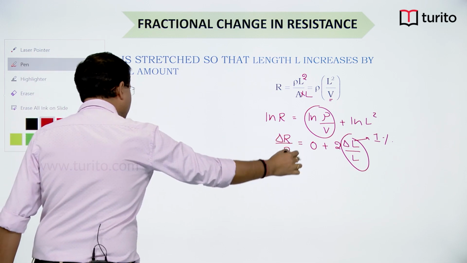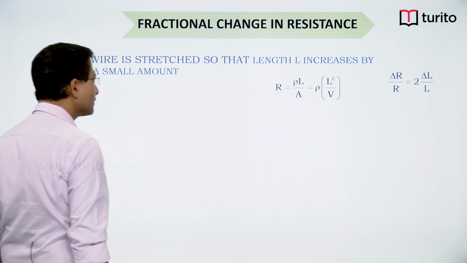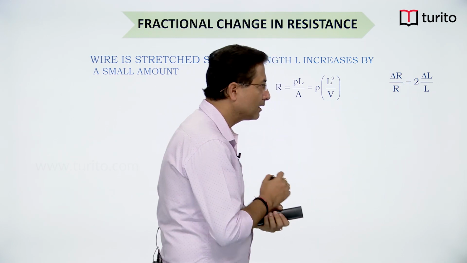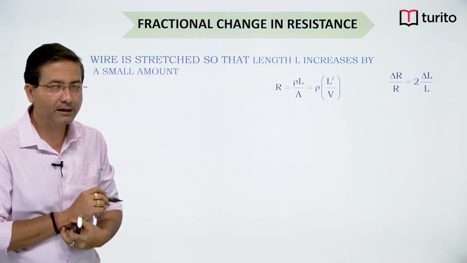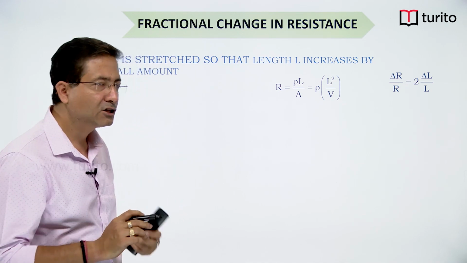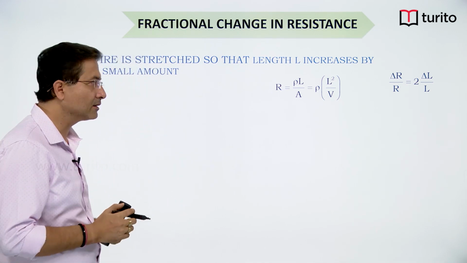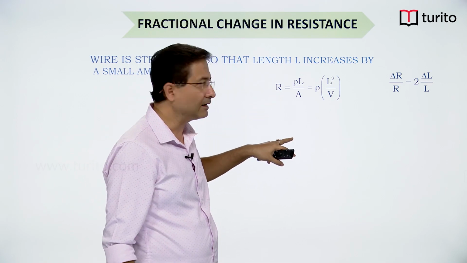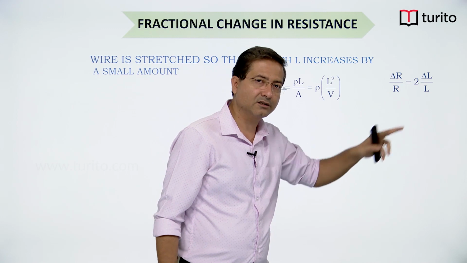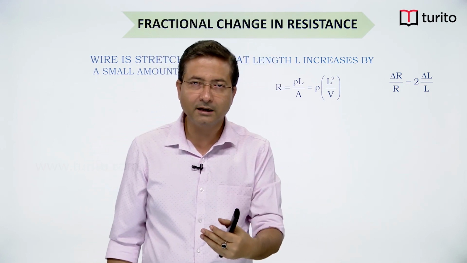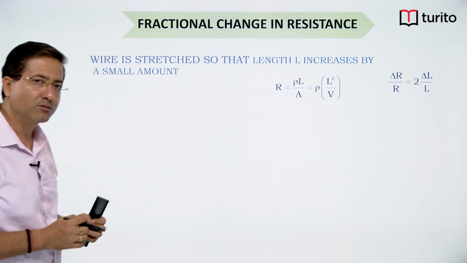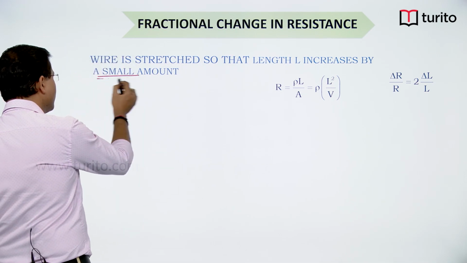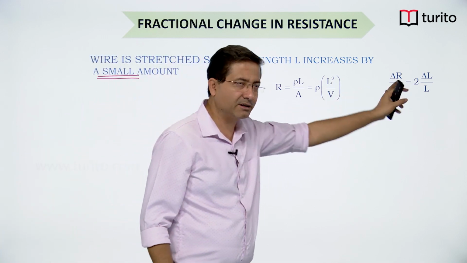So, I hope this part is clear. So, delta R by R is equal to 2 times delta L by L. Do remember that what we are doing here can be done only when the change is small. If the change is large, then we cannot take log and differentiate to find out the fractional change in resistance. What we need to do, we will see later. But for the time being, for small changes we can just take log and differentiate.